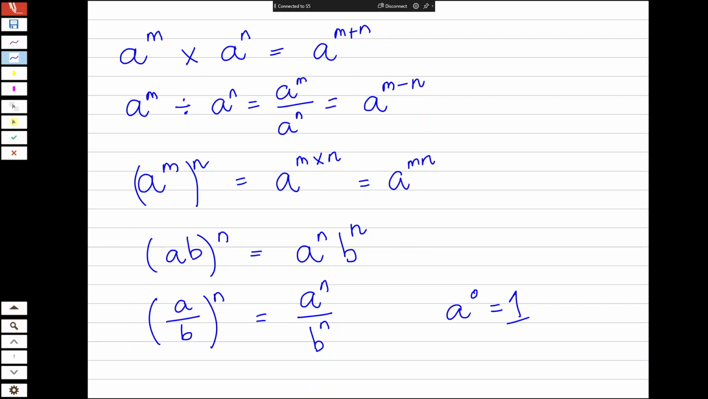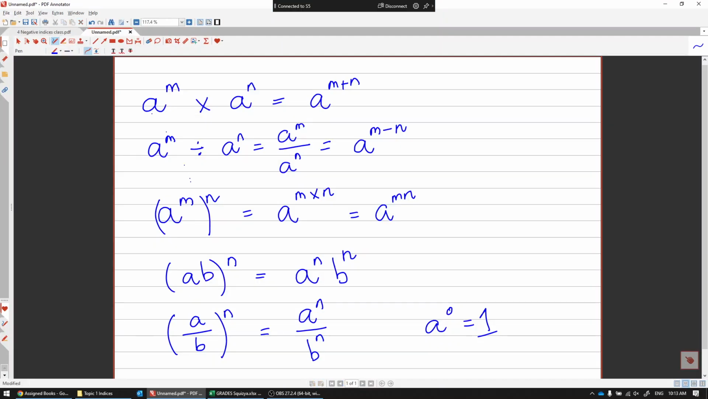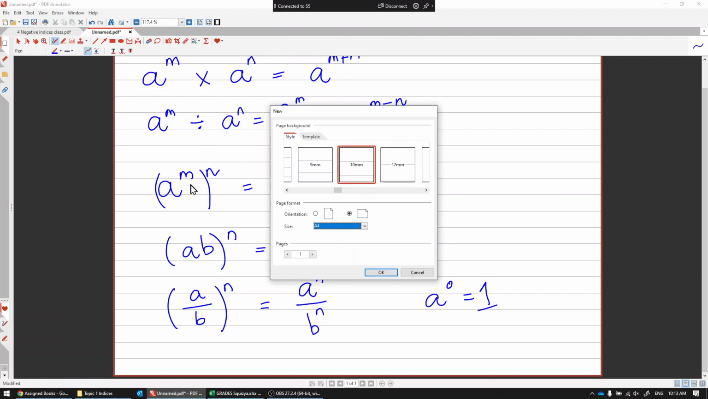Okay, so if you're listening to this session on negative indices, I'd like you to just have a look up the front. That's why.